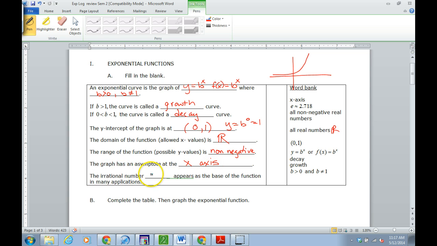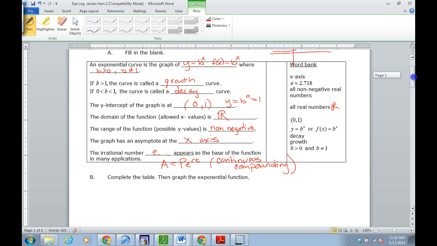And the irrational number, e, appears as the base of the function in many applications. The one I remember the most that you've used this semester so far is A equals P-e-r-t. When do you use that again? Yep, compounding interest, and it's when it's continuously compounding, right? So you see it a lot in banking. That's the one I see the most. And maybe some biology stuff.